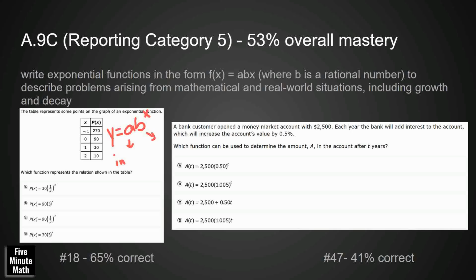So the a term is going to be our initial value, or what happens when x equals 0. Because if x equals 0, then that means we're dealing with b to the 0. Anything to the 0 is 1. Therefore, when you're multiplying by 1, it's just the identity property that goes away. So y equals a when x equals 0.